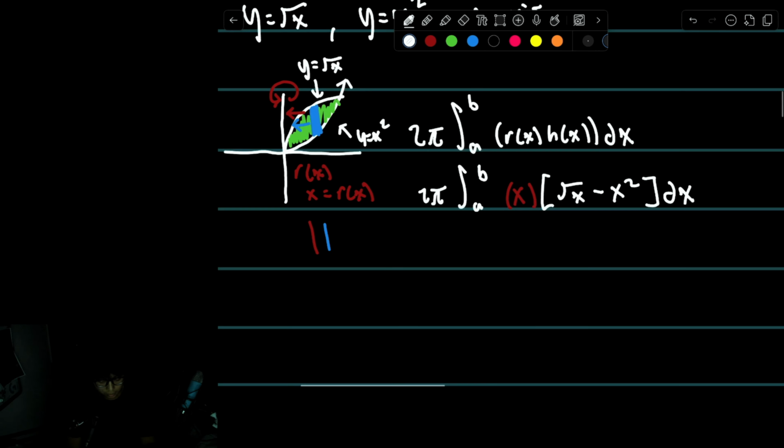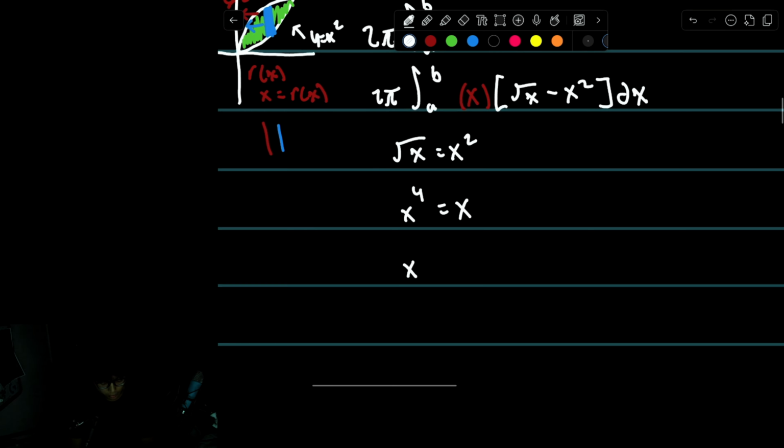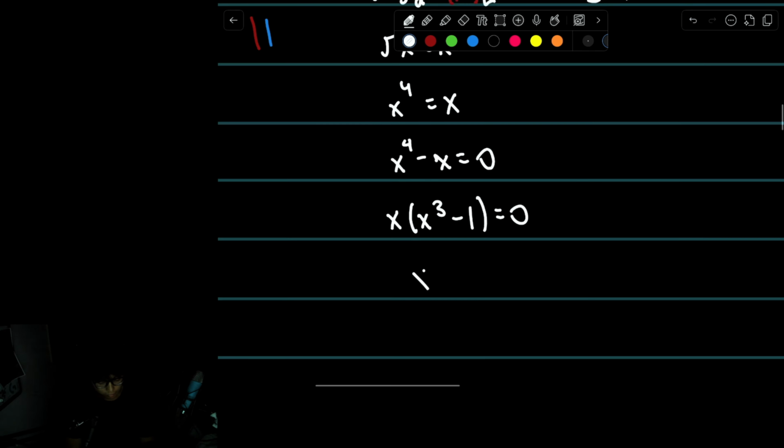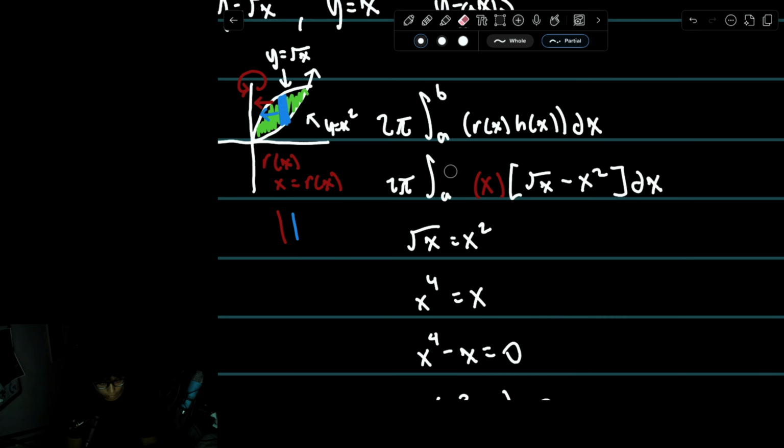And now let's find our bounds. So all we do is set our y's equal. We see that if we square it, it becomes x to the 4th, which equals x. And then it becomes x to the 4th minus x, which equals 0. We then factor out an x, get x times x cubed minus 1, and find out that our x's equal 0 and 1. So now we know our bounds. So we could just erase that over here and replace it.